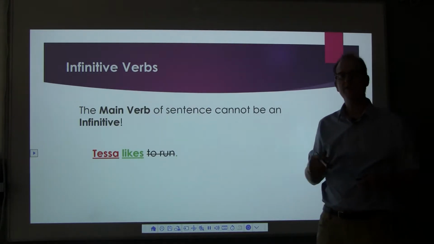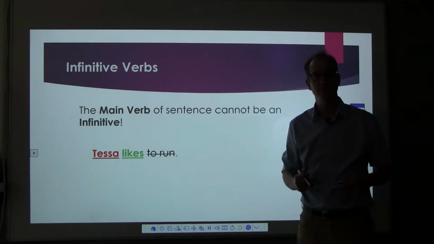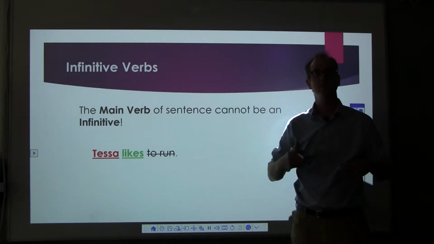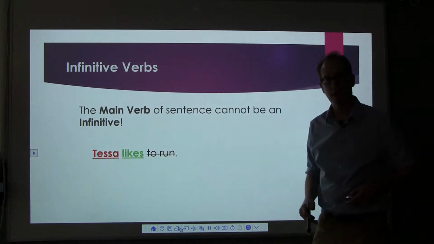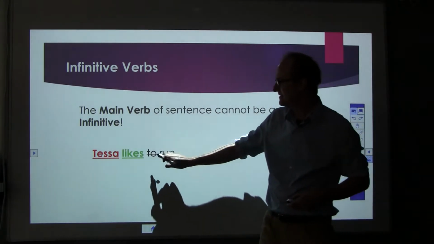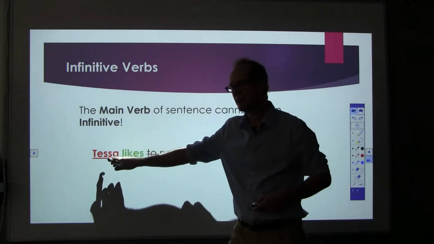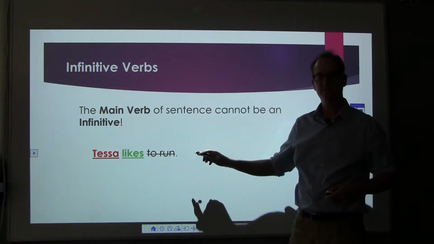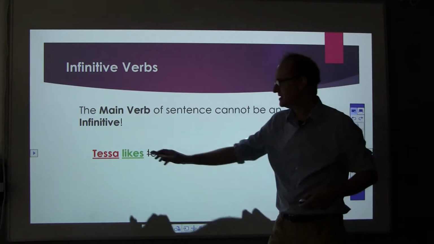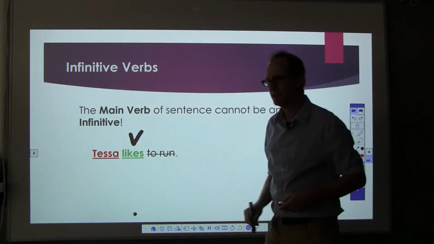Now, be careful with infinitive verbs. An infinitive verb is a verb with to in front of it. To like, to run, to love, to jump. Tessa likes to run. Okay? In this sentence, the main verb is likes, and Tessa is the subject. To run can be eliminated. It's an infinitive verb. So Tessa likes to run. Get rid of to run. The main verb is likes.